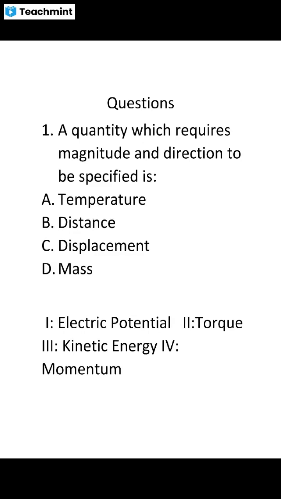Now, the first question here: a quantity which requires magnitude and direction to be specified. So, this is just asking for an example of a vector quantity because magnitude and direction, that's a vector quantity. So temperature is not a vector quantity. Distance is not a vector quantity. Displacement is a vector quantity. So that's our answer. Mass is not a vector quantity. Good.